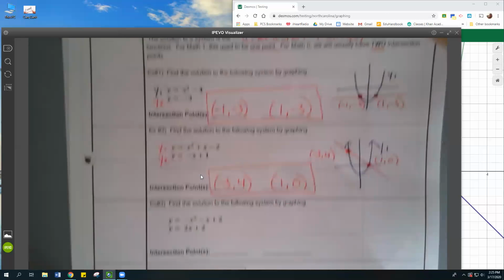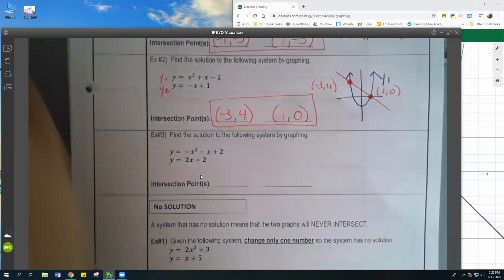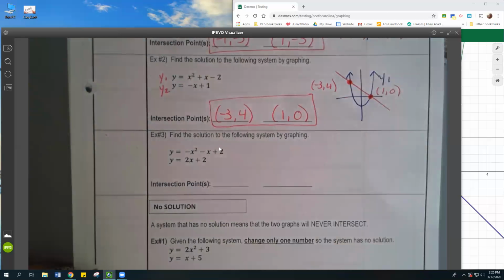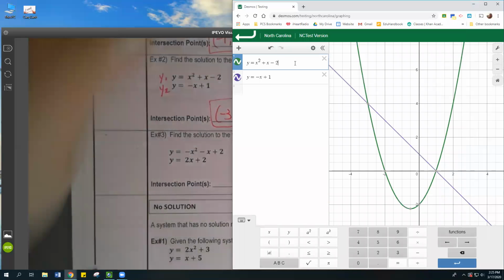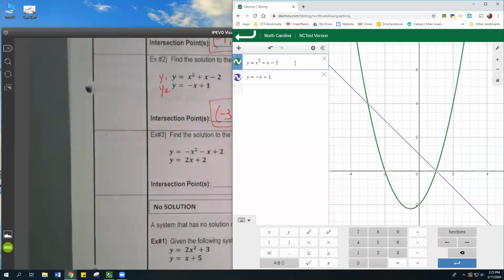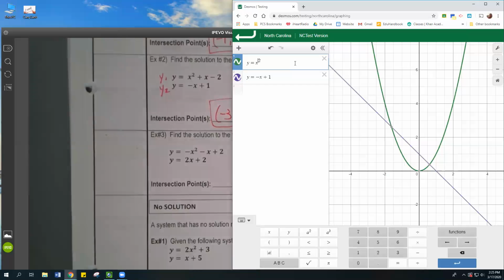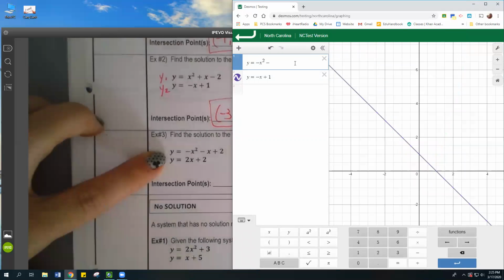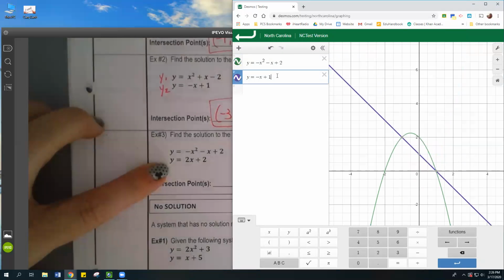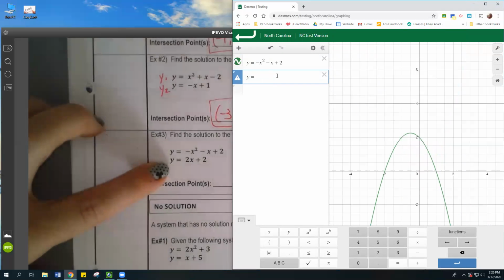All right, let's take a look at number 3. So number 3, I've got a quadratic again, and then I have a linear. So I'm going to put my quadratic in here. I'm going to add a negative out in front of the x squared, and then minus x plus 2, and then move down here. This is going to be a 2x plus 2.